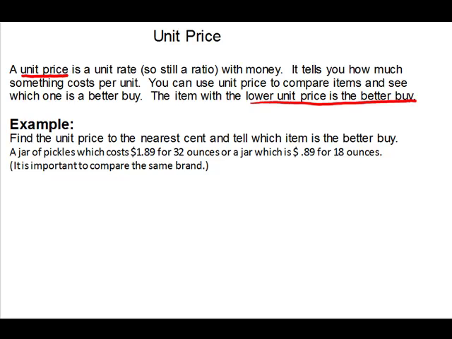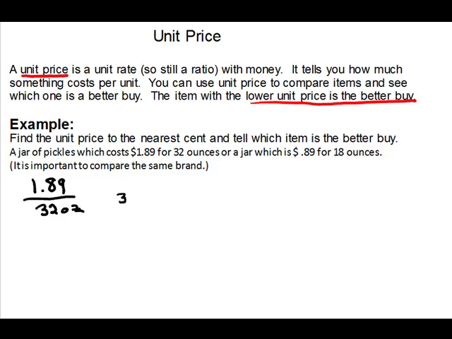Find the unit price to the nearest cent and tell which item is the better buy. A jar of pickles, which costs $1.89 for 32 ounces, or a jar which is 89 cents for 18 ounces. We'll need to compare the unit price for each one. So for the first jar, we'll set it up as a ratio, $1.89 for 32 ounces. And we have to do long division.